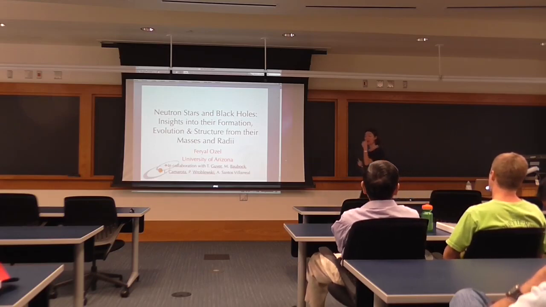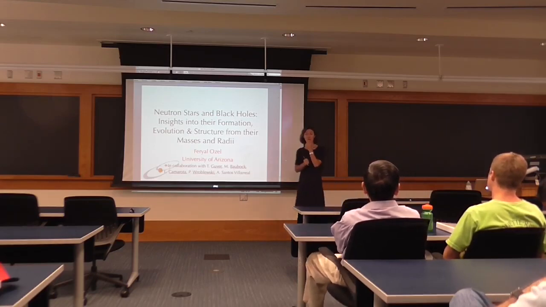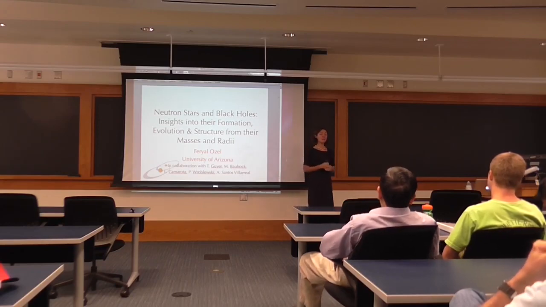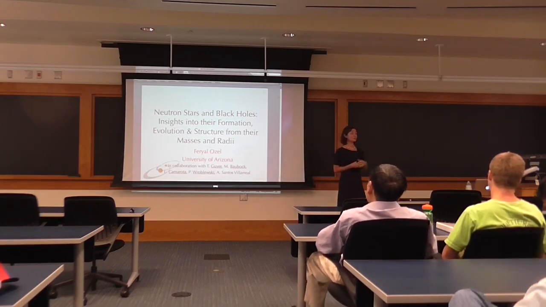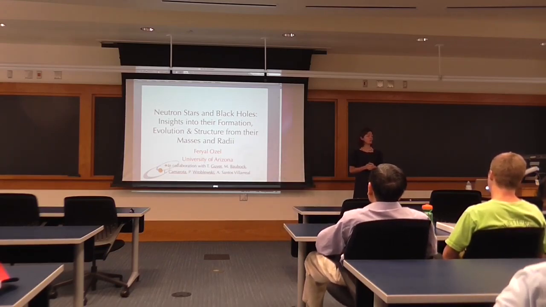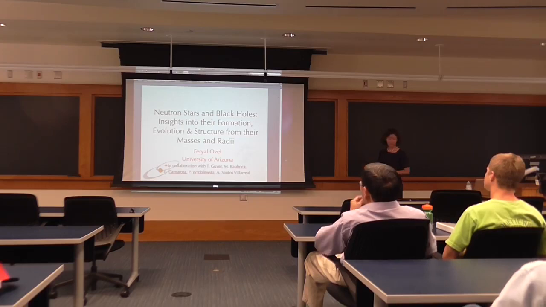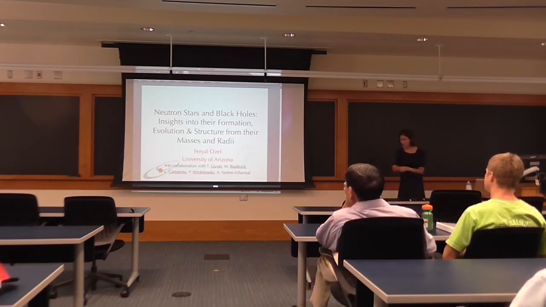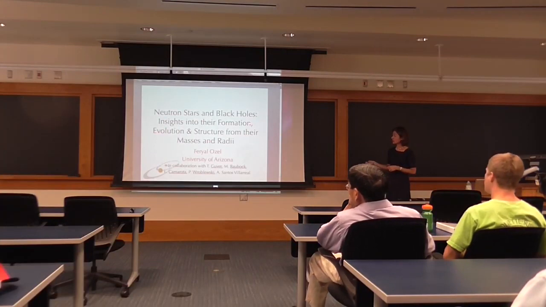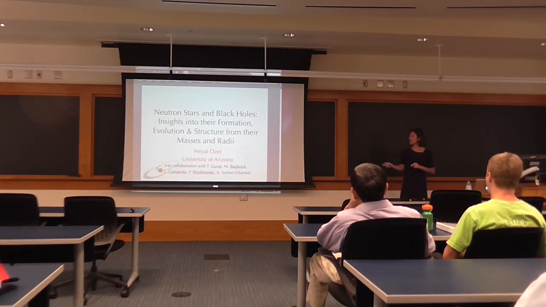I would like to tell you about everything we've done about neutron stars and black holes as far as their masses are concerned, and for neutron stars as far as their radii are concerned in the last 5 years or so. What I would like to start with is their masses, and hopefully this will give us a little bit of insight into their formation. And then the neutron star radii is what's going to provide us with a better handle on their structure, as I will argue in a little while.